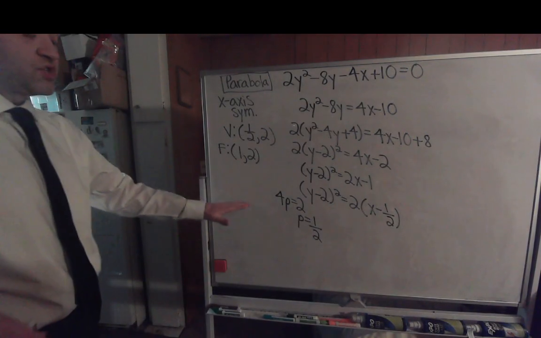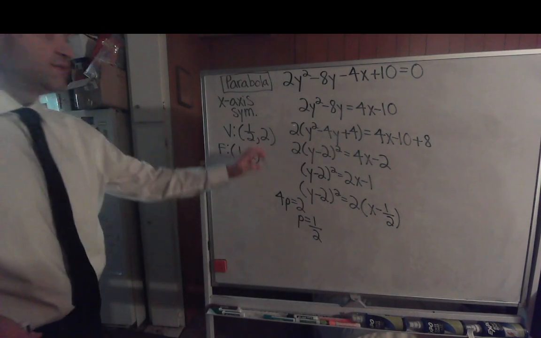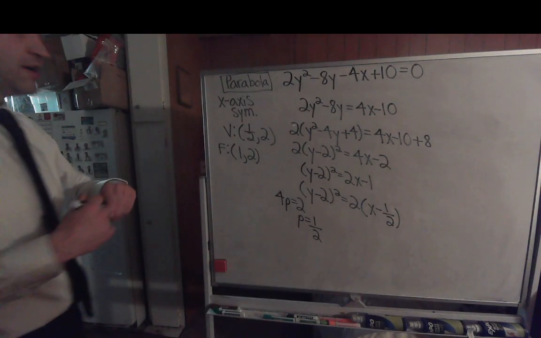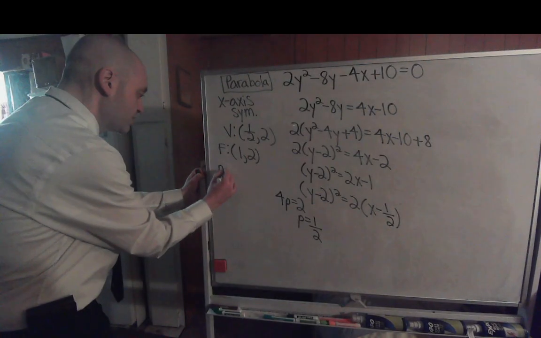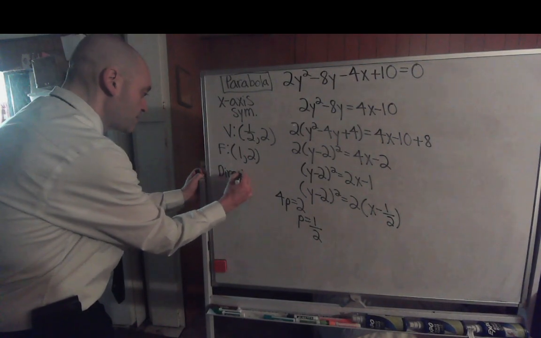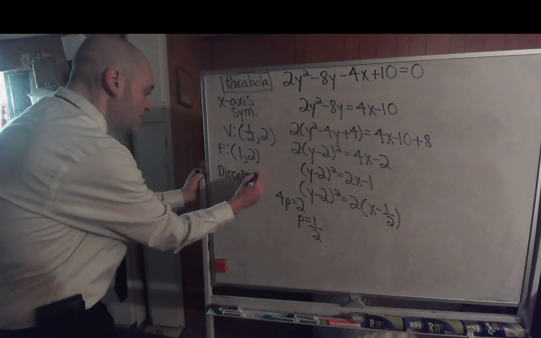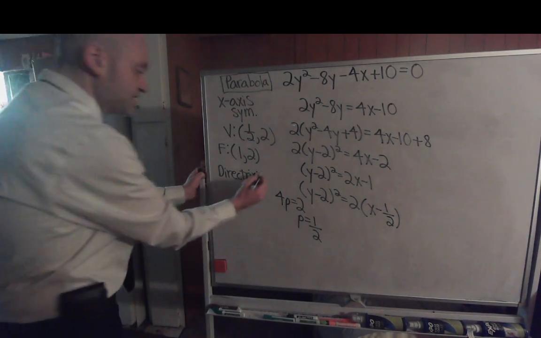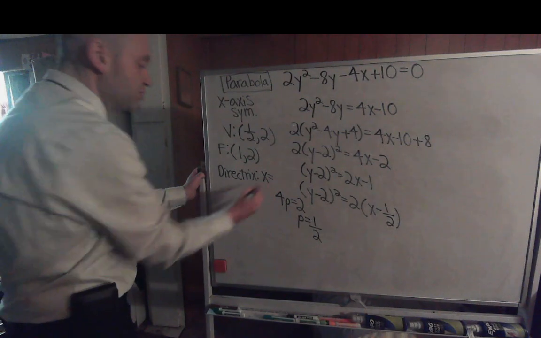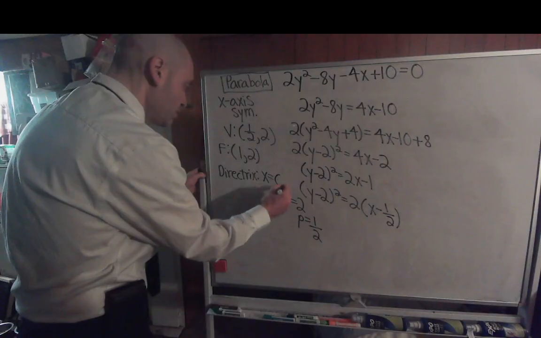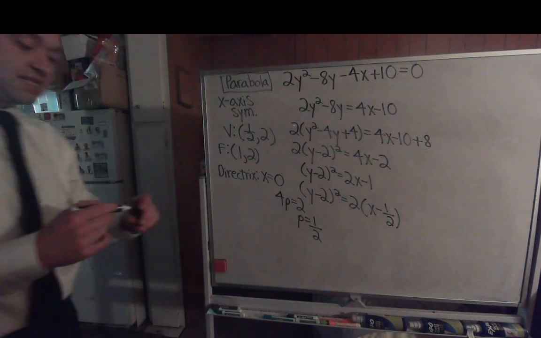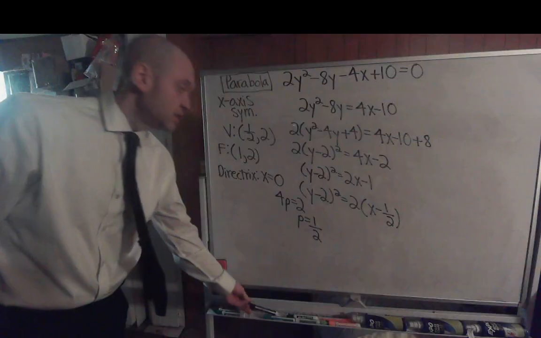Now to find the directrix, you add the negative of p to the x-coordinate of the vertex. So you'll have a directrix. Since it's x-axis symmetry, it'll be x equals 1/2 minus 1/2, which is 0. So you have a directrix at x equals 0.